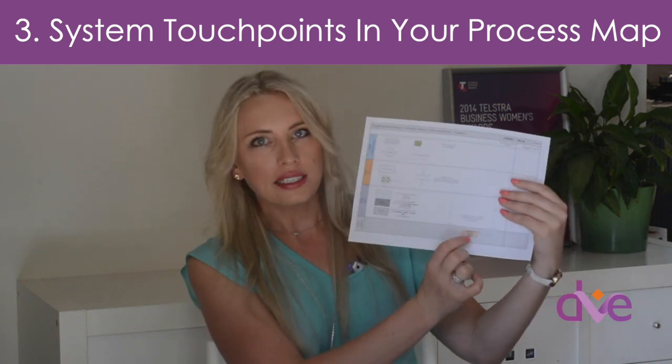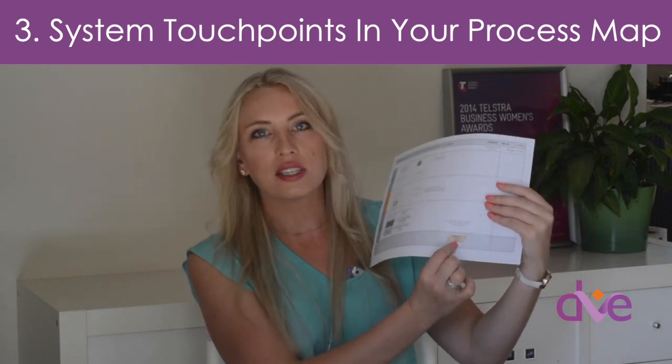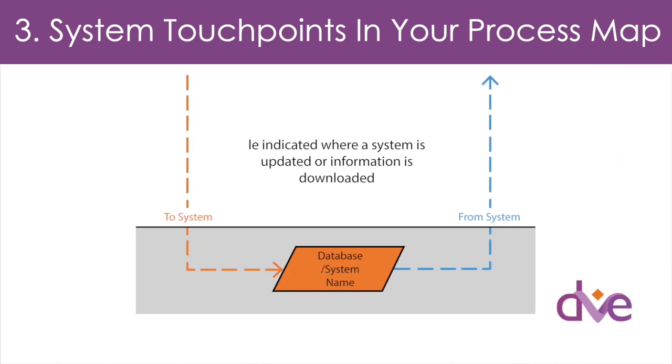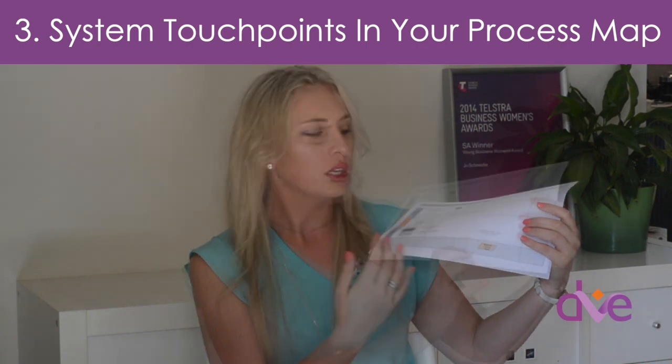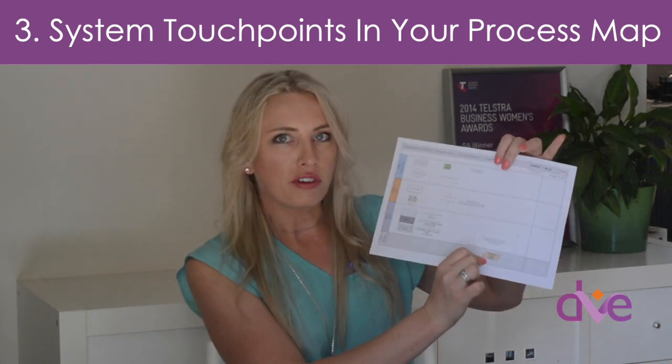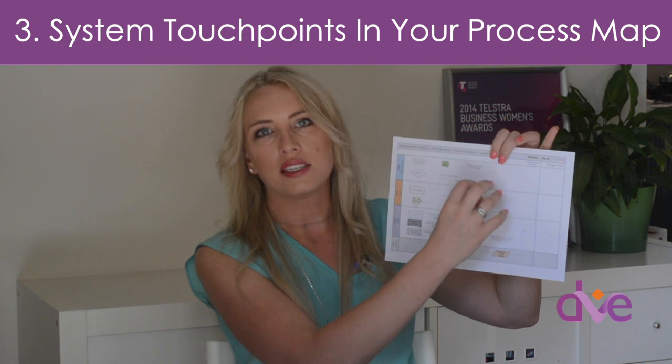What you'll notice then is our data shape, which is that funny rhombus, you see that in the actual system swim lane. And then what we do is we show an arrow coming in to the data shape or an arrow going out of the data shape. And that's how we signify information going into or out of a system. Any of those referenced are from the process step itself.